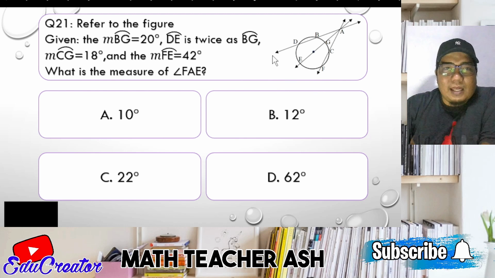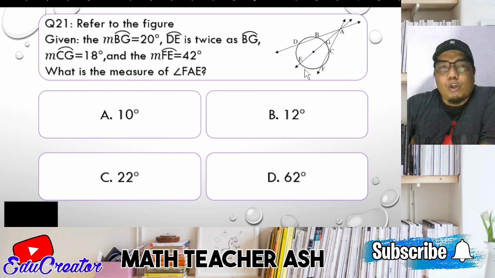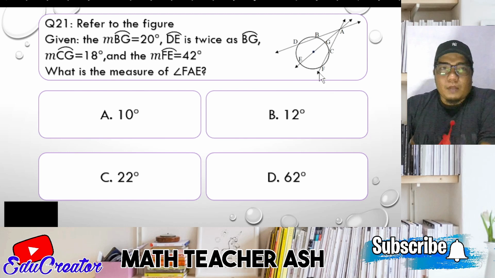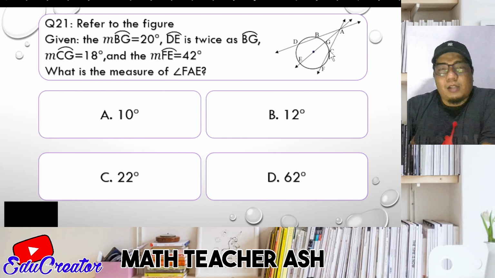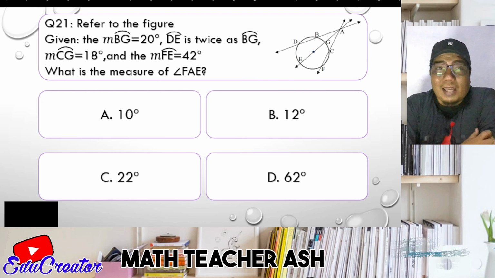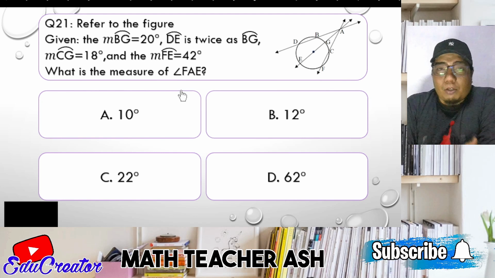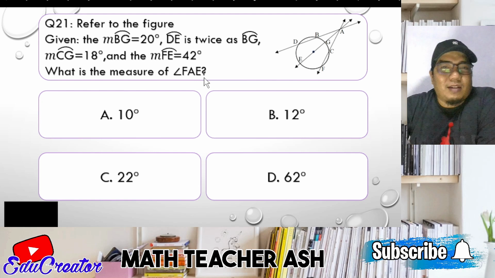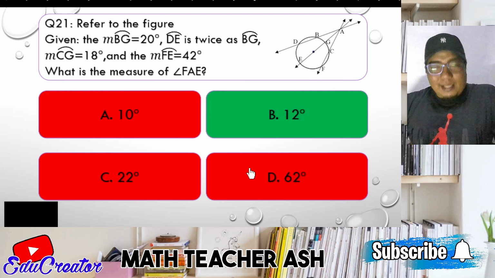Earlier, we used DE and BG. Now we can no longer use those. What we will use is FE and CG. As I said, when there are two intercepted arcs and your angle is formed outside of the circle, you subtract the intercepted arcs from each other, the bigger minus the smaller. So 42 minus 18 is 24, then you get half of it. Half of 24 is 12. So our correct answer here is 12. Easy lang talaga, right?